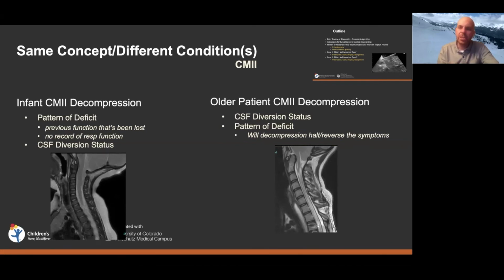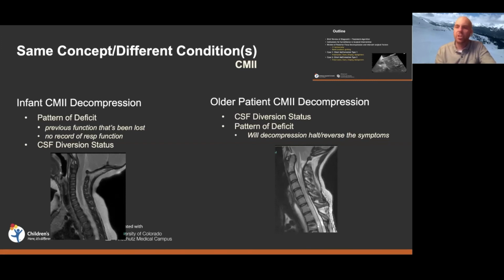So with any patient with a Chiari 2, meaning they have a myelomeningocele, those patients very frequently have hydrocephalus. So you've always got to think about their hydrocephalus, the status of CSF diversion, before you think about potentially decompressing their hindbrain. So again, CSF diversion status in the baby, CSF diversion status in the older patient.